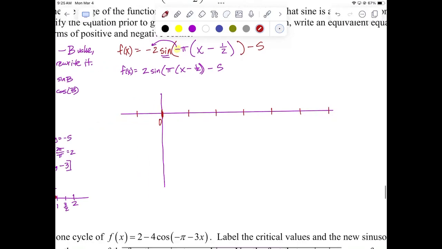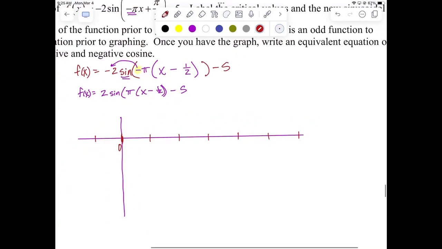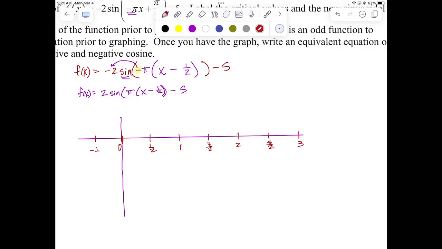All right, now I just got to label them. What am I counting by? How far apart are these marks? 1/2. Let's see if I can count this time without messing up. 1/2, 2 halves, 3 halves, 4 halves, 5 halves, 6 halves. And then to the left, I get -1/2, -1, -3 halves, -2, so on and so forth.